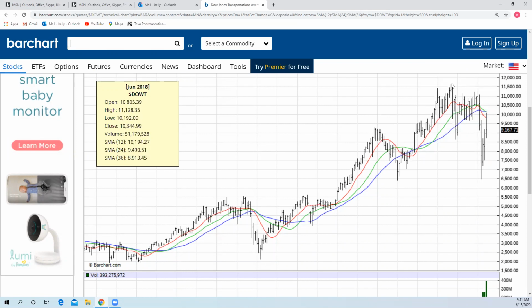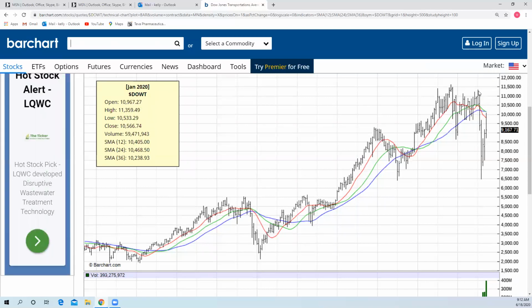This is where the transports peaked. Then we had a drop in December. Remember December of '18? Okay. Now we come back up. S&P goes to 3,400. That's a brand new high. What does the transport do? Can't make a new high. That's telling you non-confirmation. Okay.